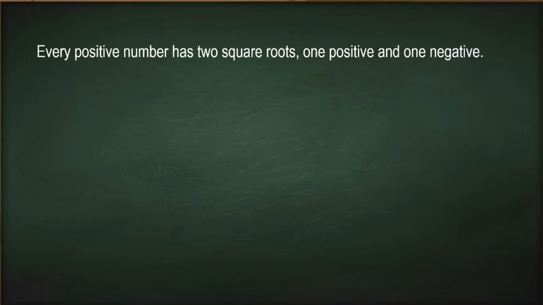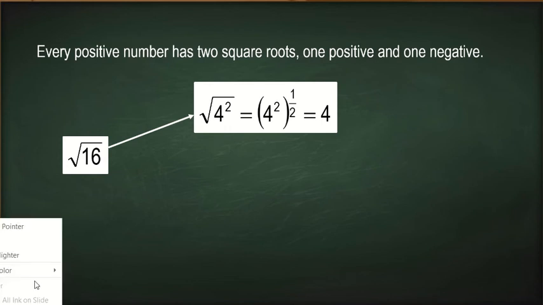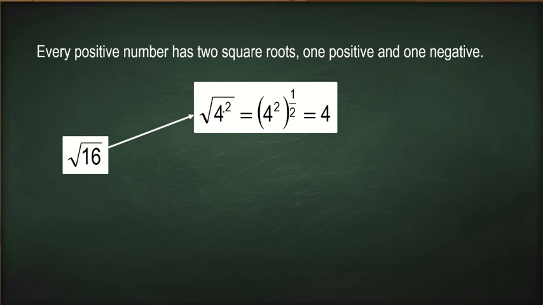Now, remember this. Every positive number has two square roots, one positive and one negative. For example, here we have square root of 16. Square root of 16 can be expressed in two ways. We have square root of 4 squared, which can be expressed as 4 squared raised to 1 half. So we have here our radicand is 4 squared, in which the exponent is 1 and the index is 2. So we have here the radicand, the exponent, and the index. So we apply the power law. So we have 2 times 1 half here. So we have here 4.